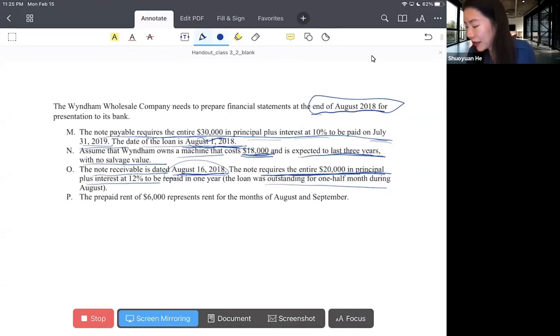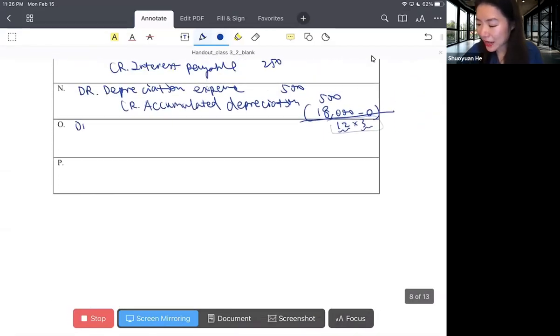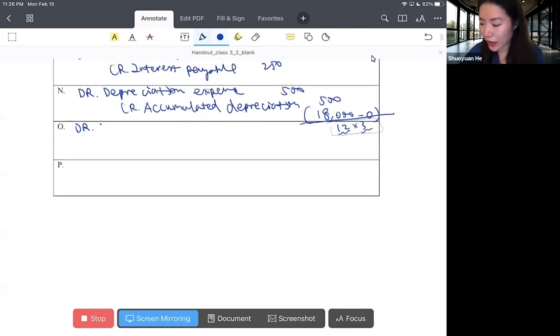The note requires the entire 20,000 in principal plus interest at 12% to be repaid in 1 year. So the loan was outstanding for 1/2 month during August. So here, the firm hasn't received interest yet, but it is entitled to that half a month's interest at the end of August. So we can record interest receivable and credit interest revenue. And for how much?